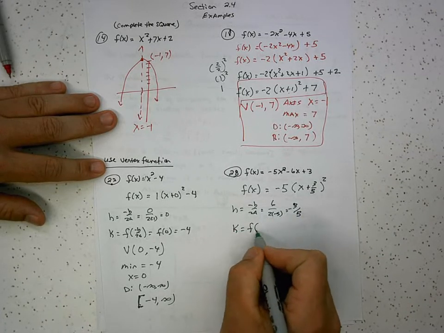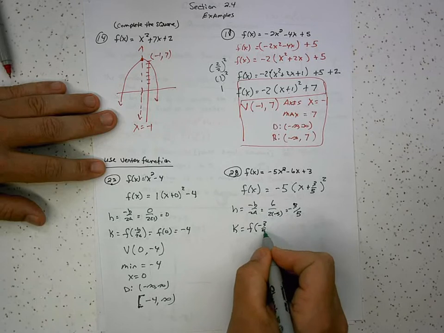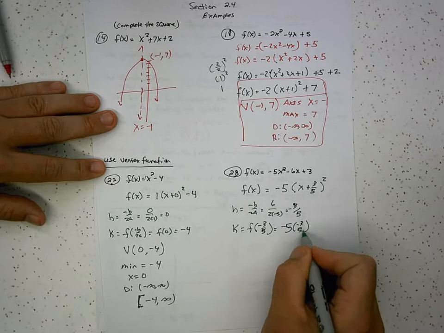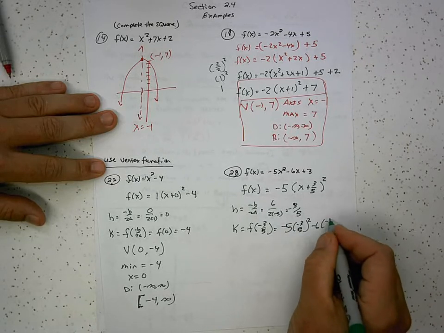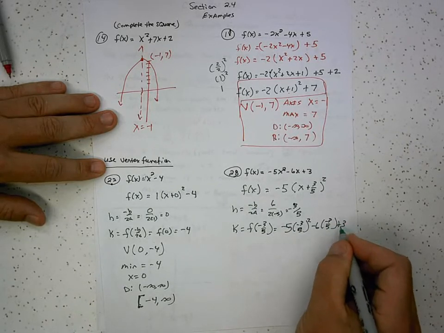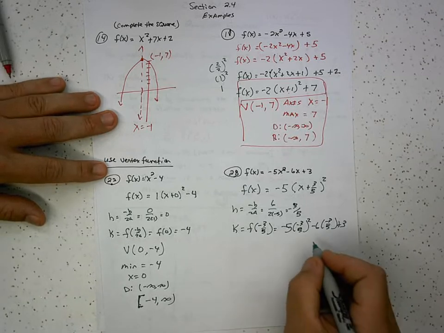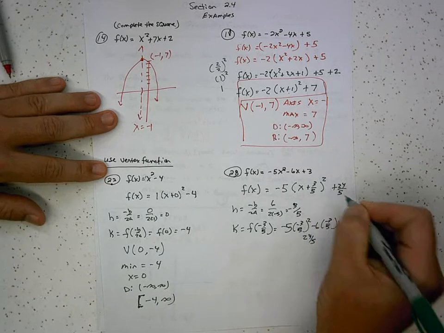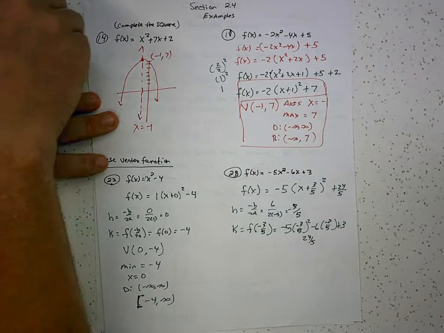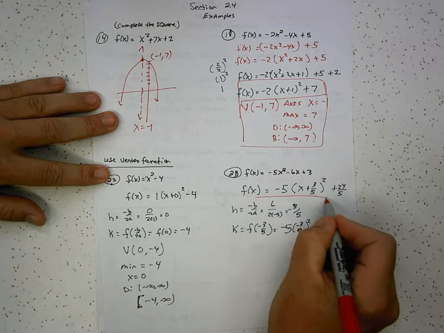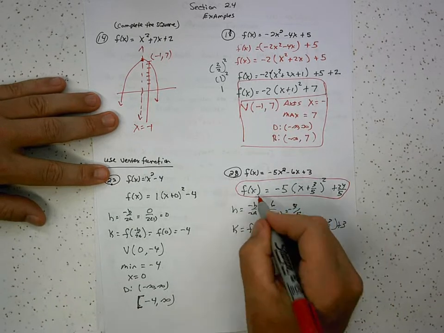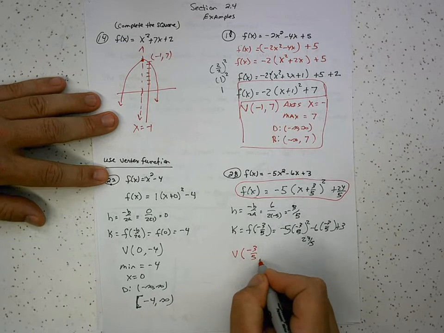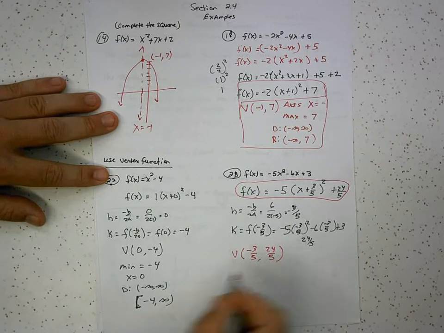K is going to be the function evaluated at -3/5, which is -5 times -3/5 squared minus 6 times -3/5 plus 3. Solve that all out, and I get 24/5. And that goes there. So notice a little bit quicker, I think. So now I know my vertex is -3/5 and 24/5.